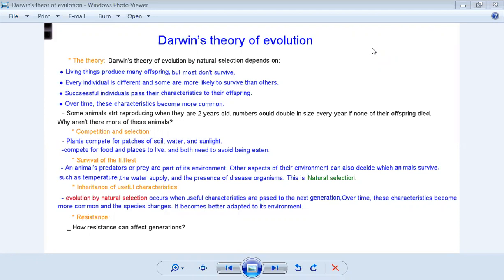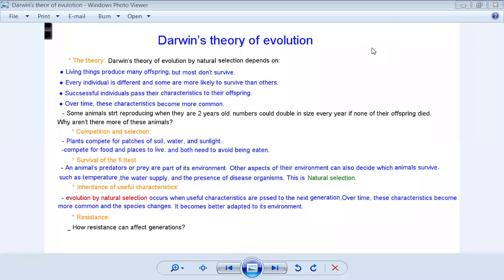Today our lesson is about Darwin's theory of evolution. Darwin's theory of evolution depends on simple ideas. The first is that living things produce many offspring, but most don't survive. Do you have any idea why most of these offspring do not survive? Guys, anyone?